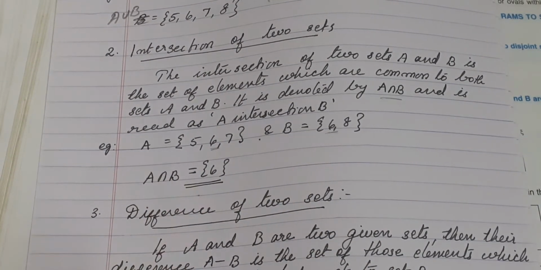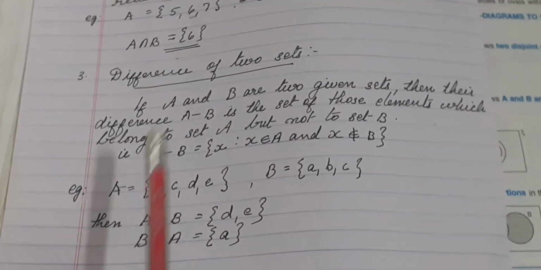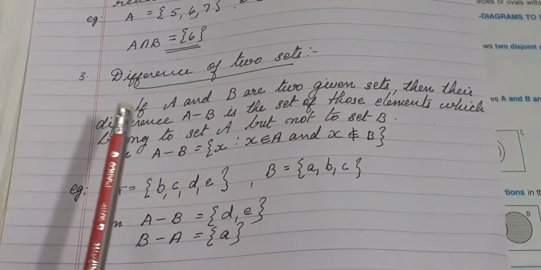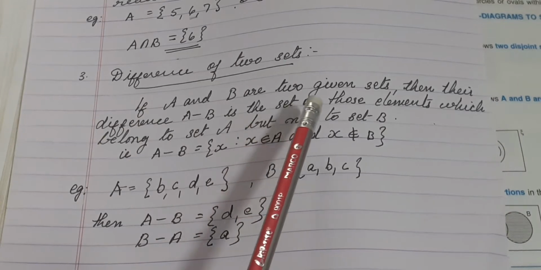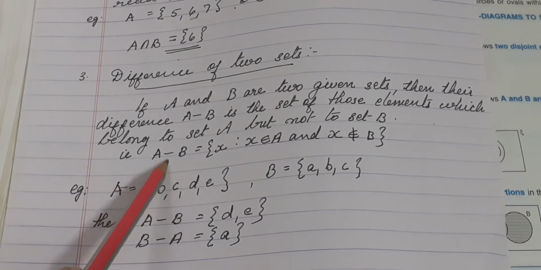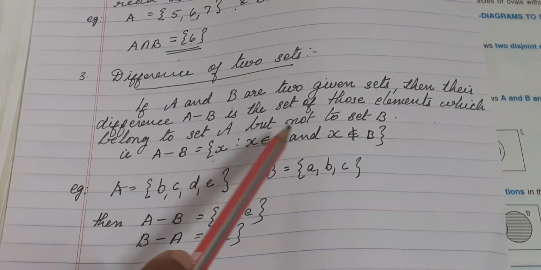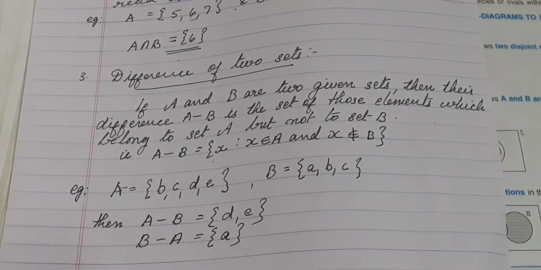Okay. Now how to find the difference of two sets? If A and B are two given sets, then the difference A minus B is a set of those elements which belong to set A but not to set B. That is the definition. That is, A minus B is equal to the set of all x such that x belongs to A and x does not belong to B.